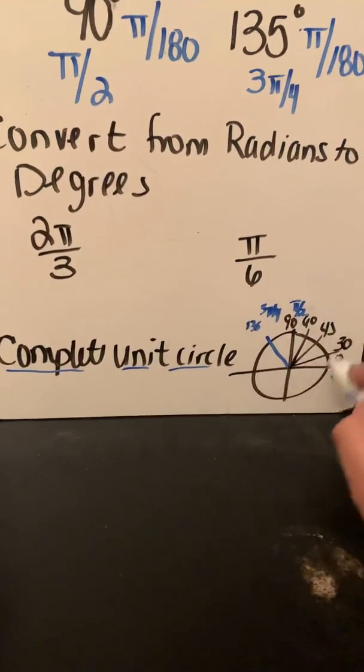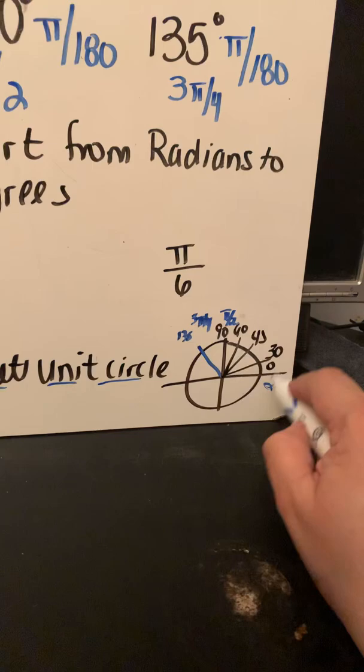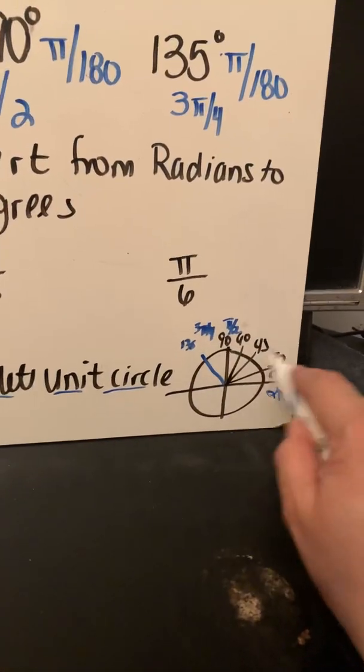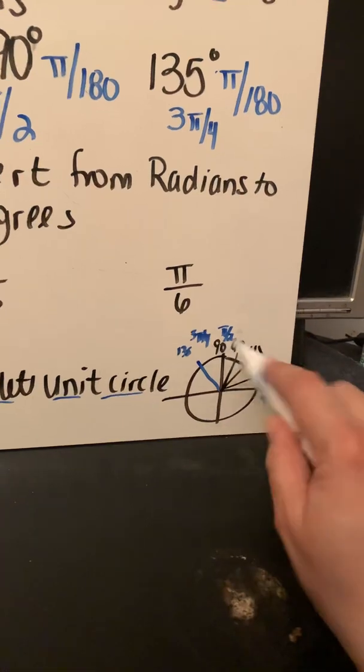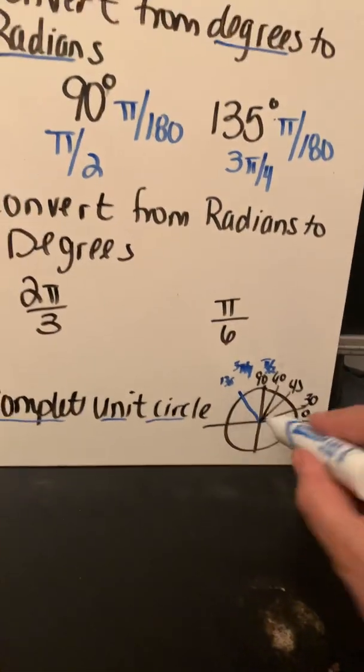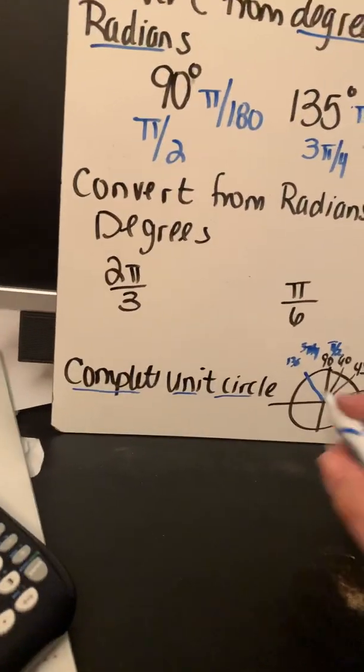Tomorrow you'll have the quiz on the unit circle. It's just going to be a blank unit circle and you just have to fill in the blanks. Okay, and I'm going to want the degree, the radian, show me the right triangles, stuff like that. And I'll post that also in your Google Classroom.